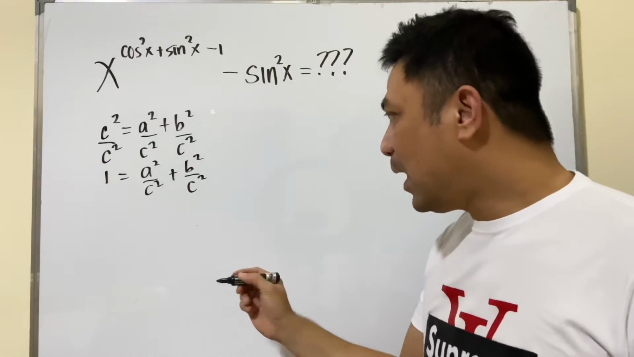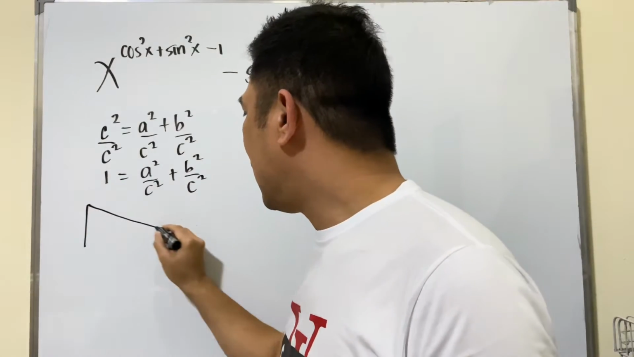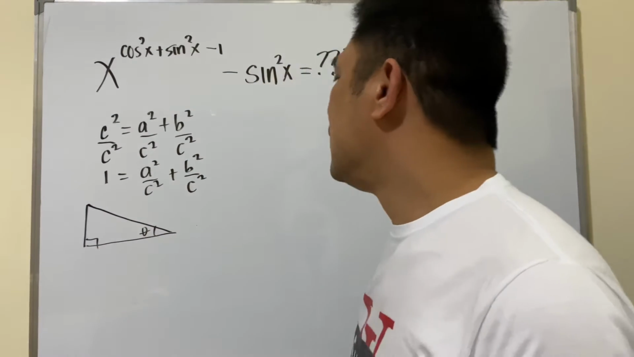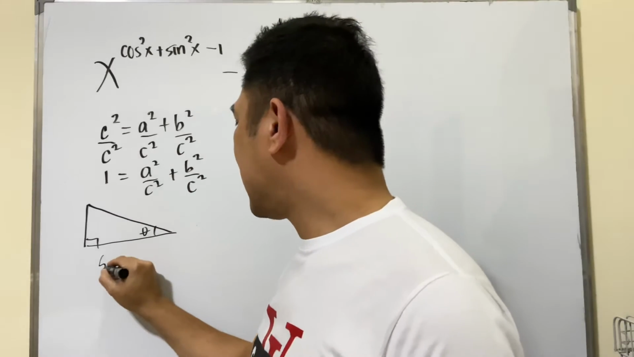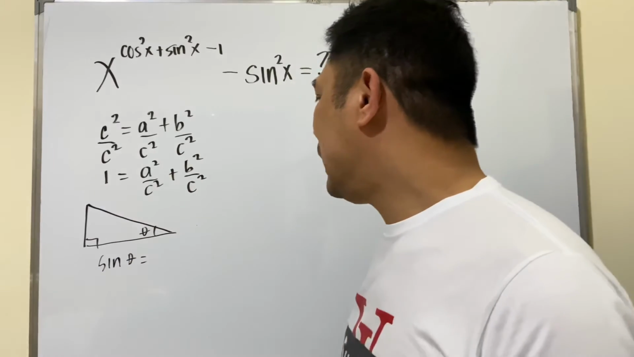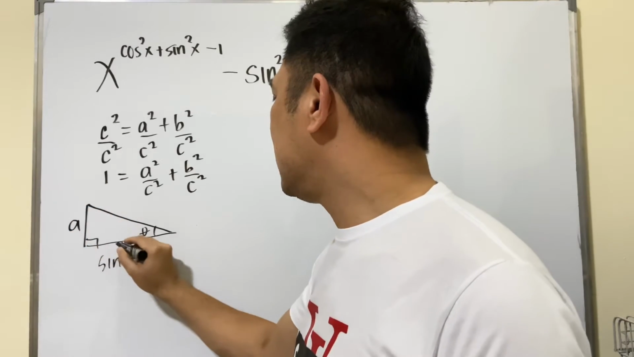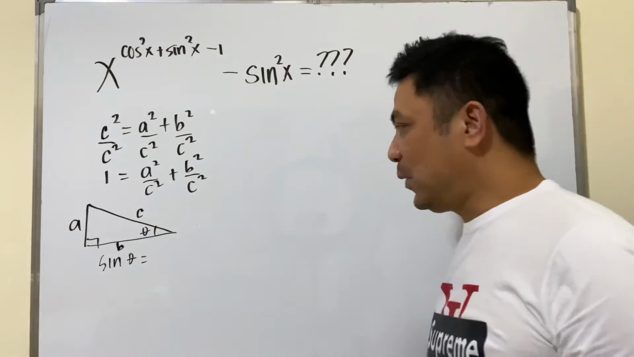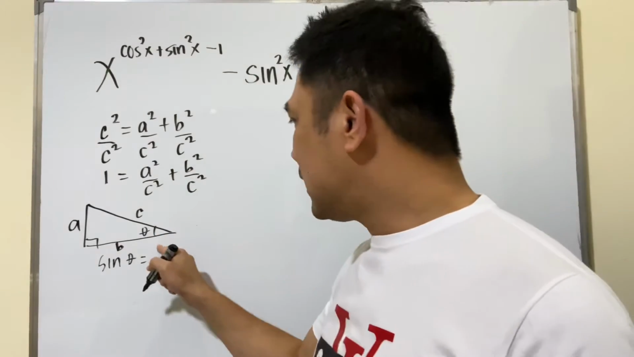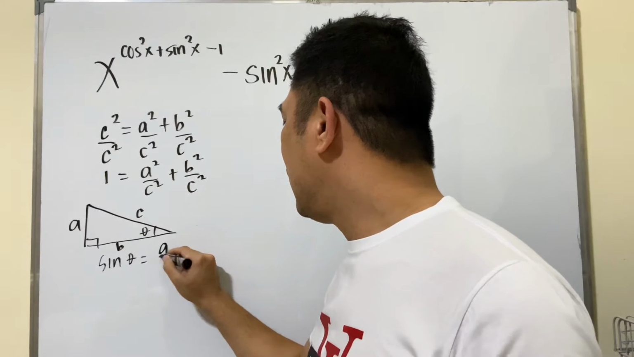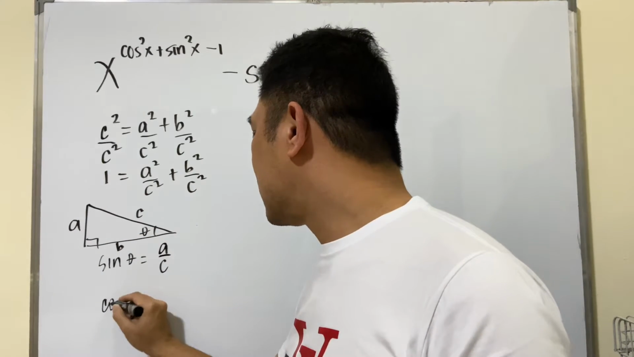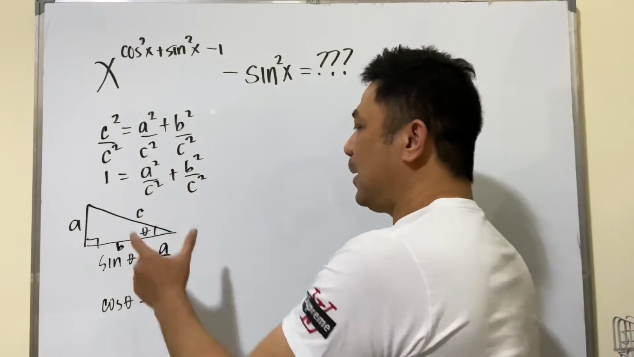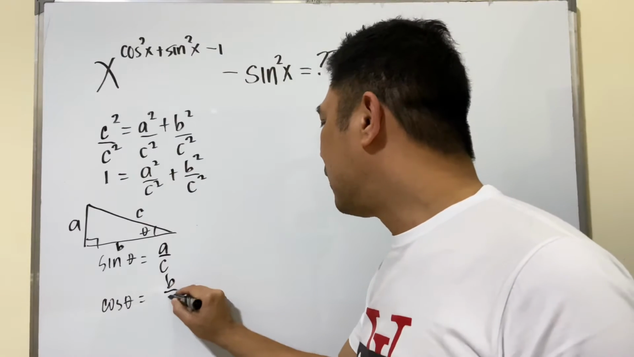So again, let's review our SOHCAHTOA. If you have your right triangle here and you want to find the angle theta, say this is your altitude, this is your base, and this is your hypotenuse. We'll try to review this as fast as we can. So what is sine? That is opposite over hypotenuse, so a over c. And subsequently, we have cosine theta, which is adjacent over hypotenuse, so that is b over c.